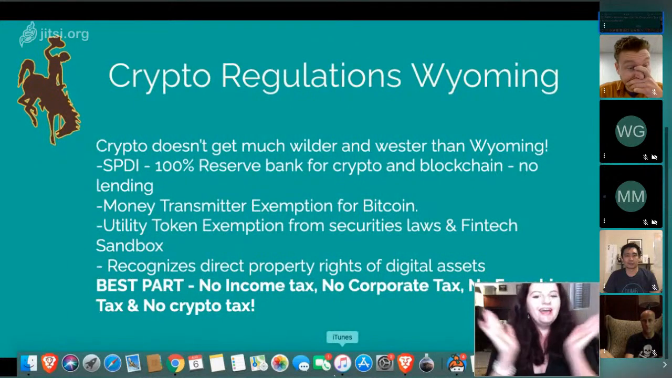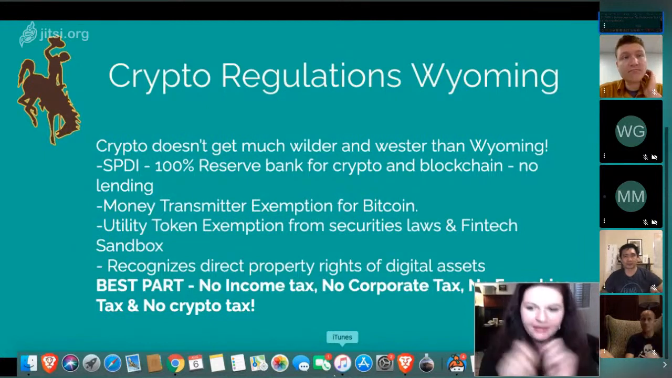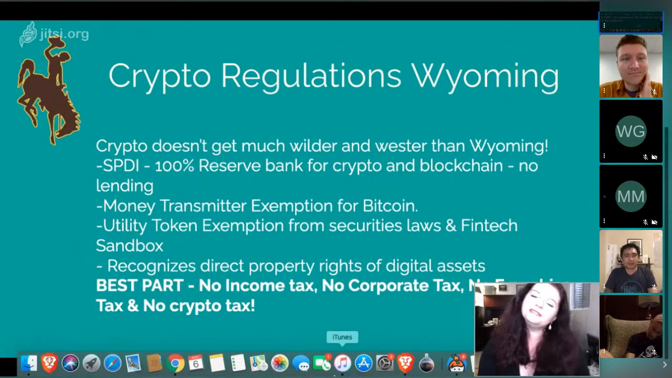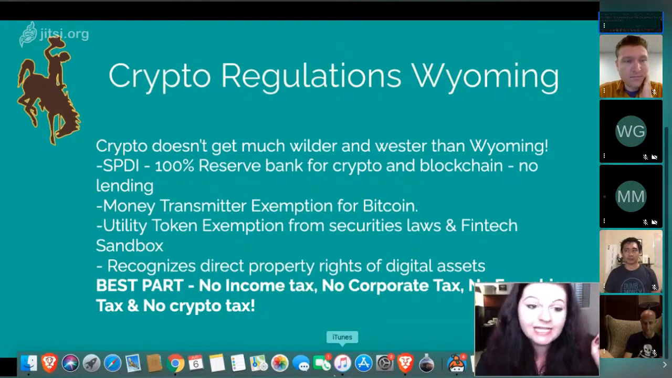So let's look at the number one state. It doesn't get much wilder and western than Wyoming. Wyoming is leading with this. They have, I think, 13 different blockchain regulations at the moment. The number one and the most important is the SPDI.